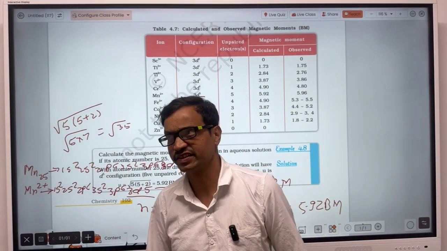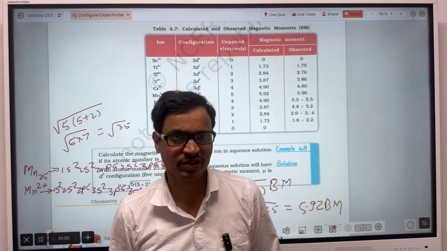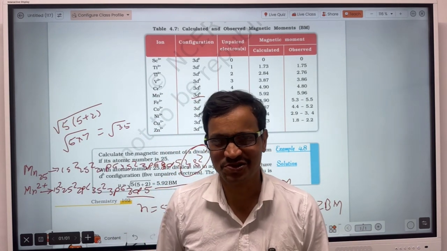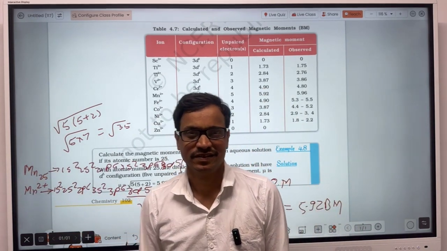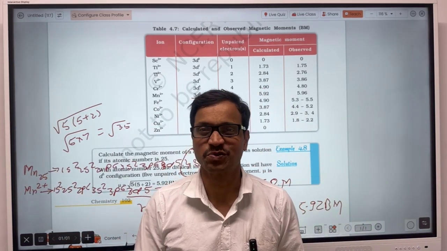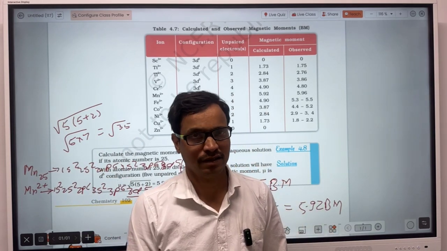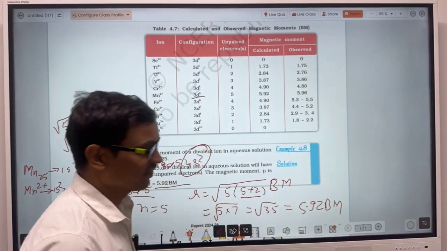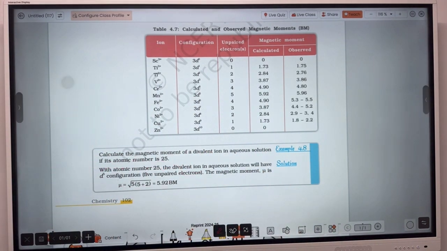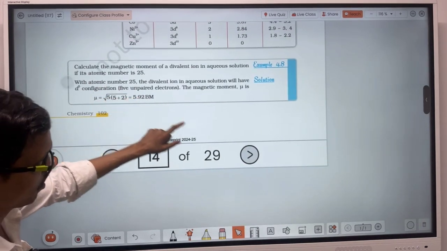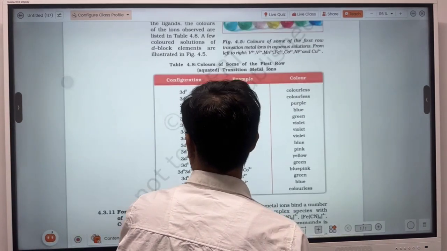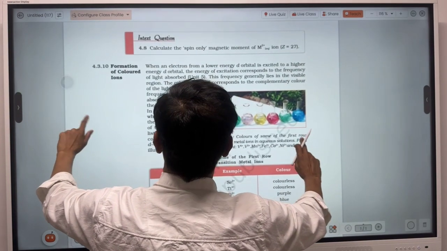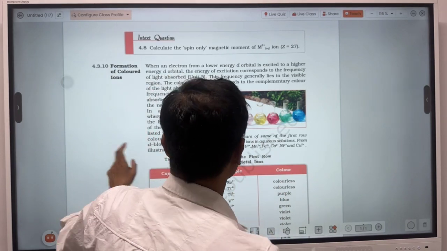The probability of this question being asked is higher in the 12th board examination as well as in the NEET examination. In the IIT Main examination, a direct question will not be asked. Yes, the concept will be helpful to solve other questions that require the number of unpaired electrons, but there is less chance of a direct question. So students preparing for the 12th board and NEET examinations should solve this question carefully, and it is very easy.